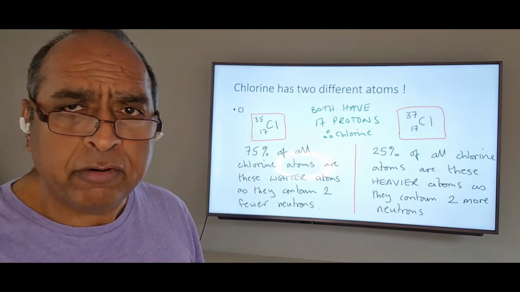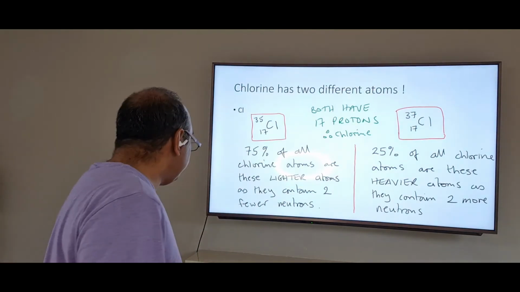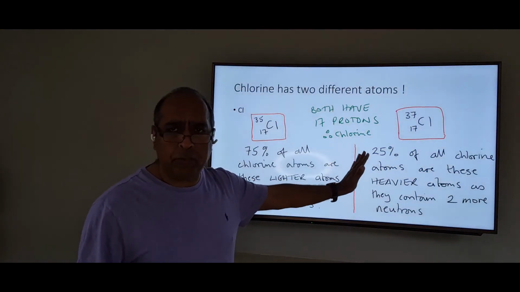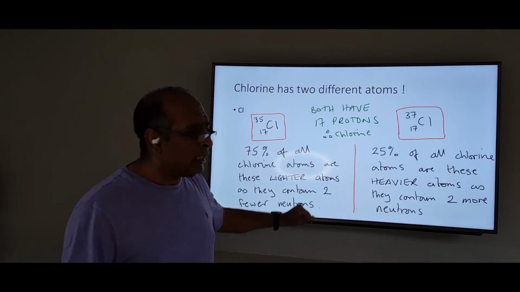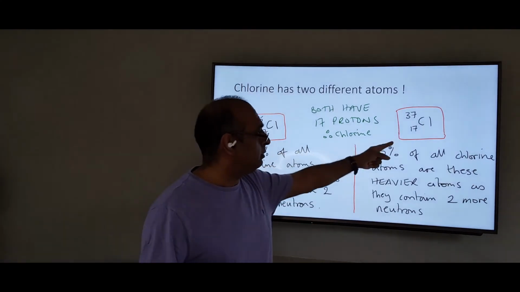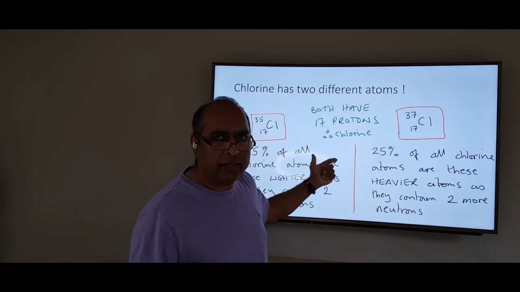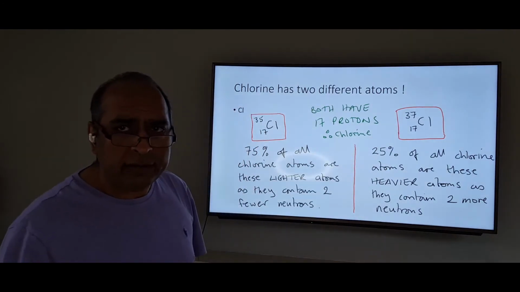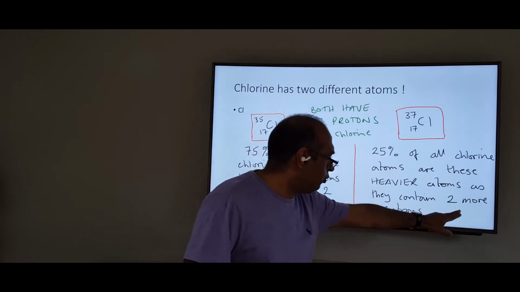Before I do my calculation, I want you to know what isotopes are. I want you to know that this isotope weighs a bit less than that one, or that one weighs a bit more than that one, because of the difference of 2 more neutrons.